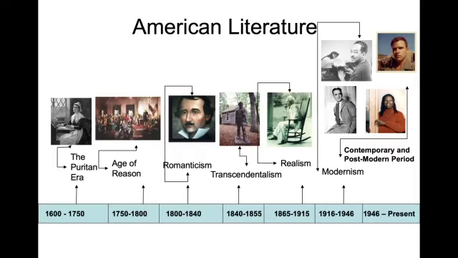So when we look at American literature as a whole, there are several different literary movements. As you can see, starting from the Puritan era all the way up to the contemporary and postmodern period, we're looking at realism from about 1865 to 1914, 1915, the start of World War I. We're actually moving towards our more contemporary time period here.